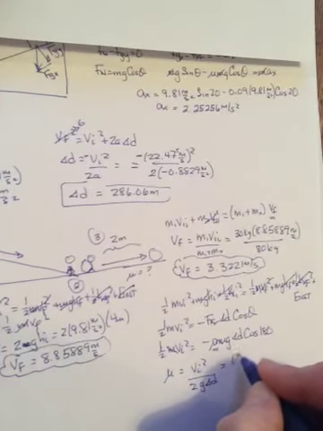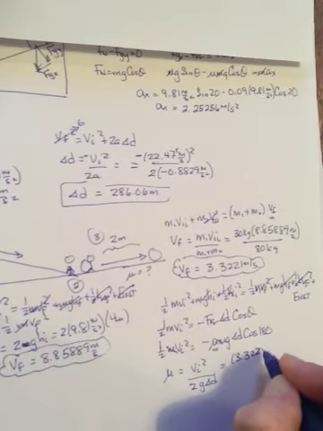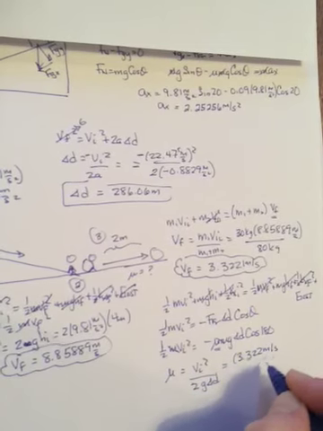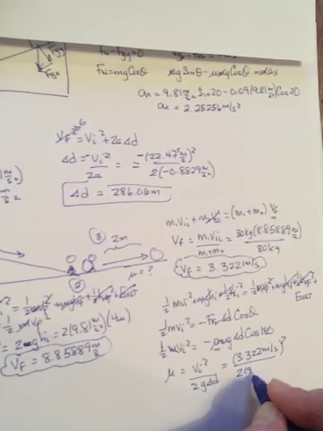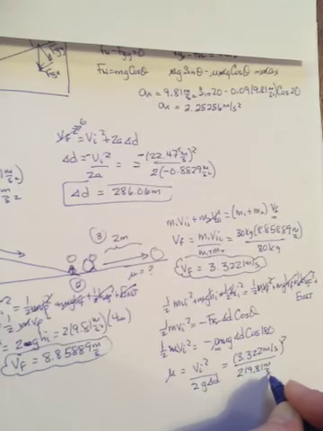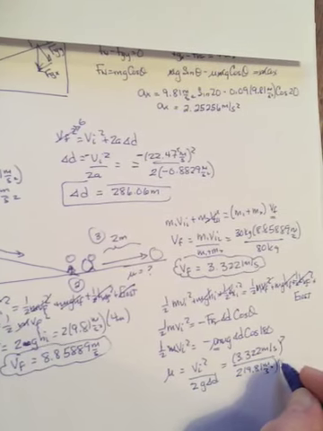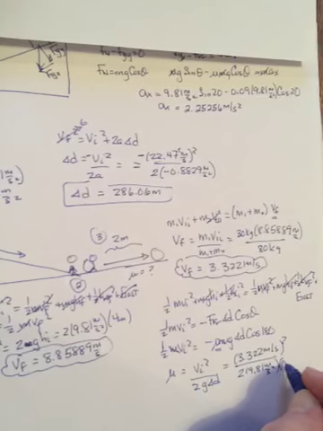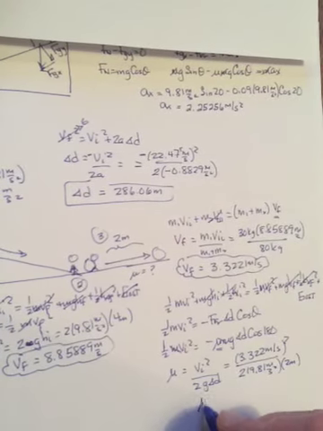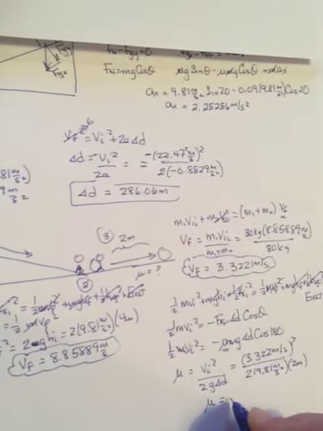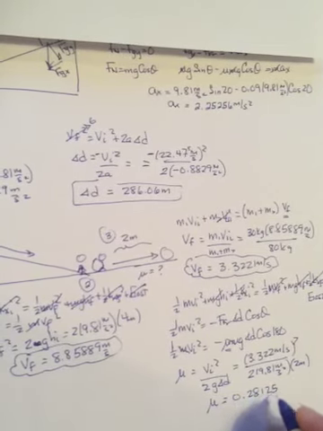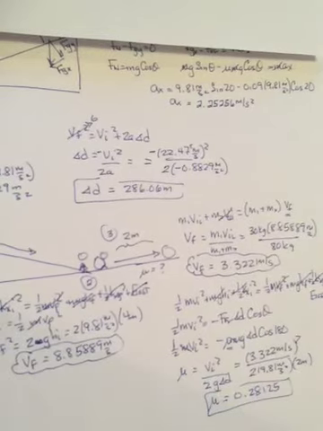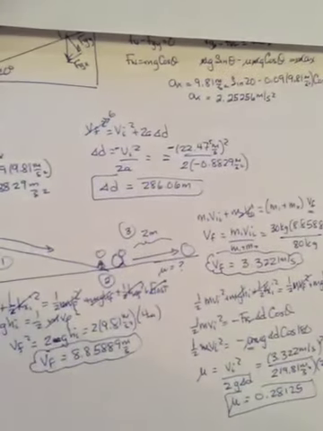The v is the 3.322 meters per second, and it's squared, over 2 times 9.81 meters per second squared. And delta d was 2 meters. Do the math, and you get a mu of 0.28125. Okay, so that's number 11.